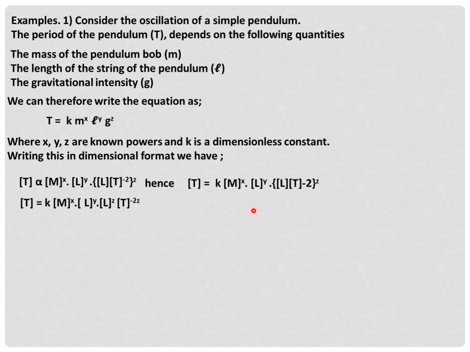So T is raised to the power minus 2, and all of that is still raised to the power Z. So if you open out, it's going to be minus 2 times Z, which is going to give us minus 2Z. Now, we have the right hand side and the left hand side. On the left hand side, we have T. On the right hand side, we have K, M raised to the power X, L raised to the power Y, L raised to the power Z, T raised to the power minus 2Z.